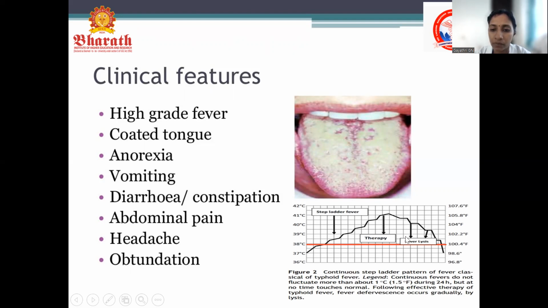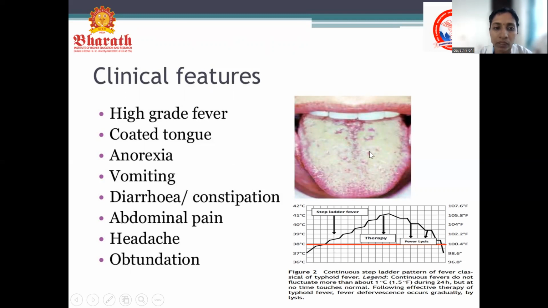Following effective therapy of typhoid fever, gradually the fever will start coming down. So it is not like tertian or quartan fever, where fever comes up, comes down, comes up, comes down. There is no return to the baseline. So that is why it is called a continuous step-ladder type of fever. So that is to do with the fever.